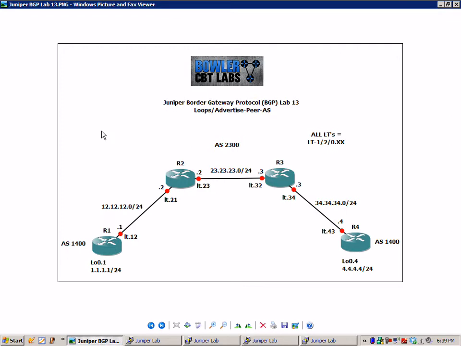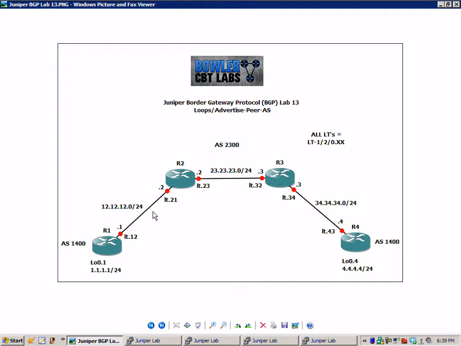And we are representing our logical tunnel interfaces as follows. The connection from R2 to R1 is logical tunnel 120.21, but it has been shortened in the network diagram for simplicity. The connection between R1 and R2 is the 12 network. The connection between R2 and R3 is the 23 network. Between R3 and R4, the 34 network.